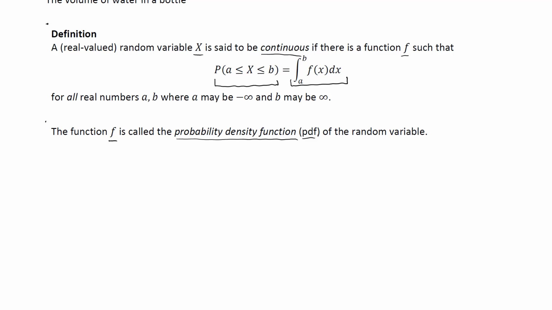The probability density function in turn is determined by the experiment, the sample space, the probability measure, and the exact definition of the random variable. However, in probability theory, it's way more common to specify the probability density function. And once we know the PDF of the random variable X, we can calculate probabilities simply by evaluating integrals.